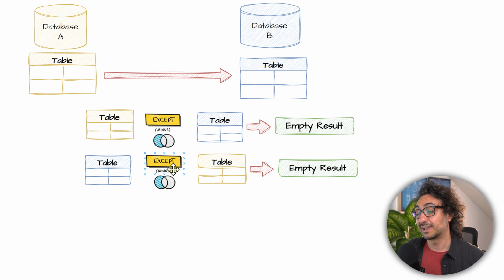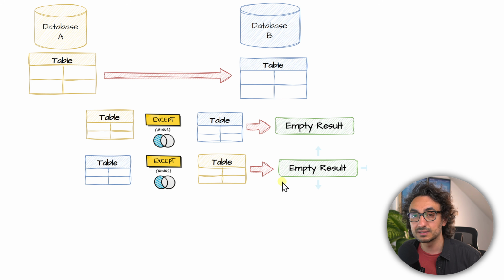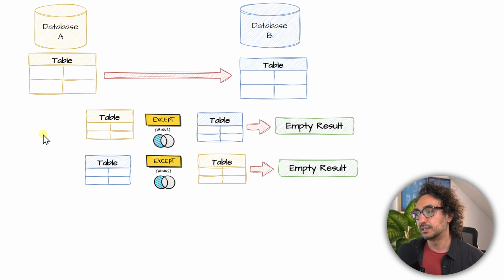And now after doing the EXCEPT twice for both sides, and we are getting empty results, that means those two tables are identical and we are not missing anything. So this is another amazing use case for the set operators in order to improve the quality of your data migrations and in order to do data completeness tests.